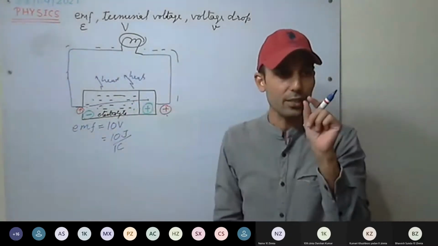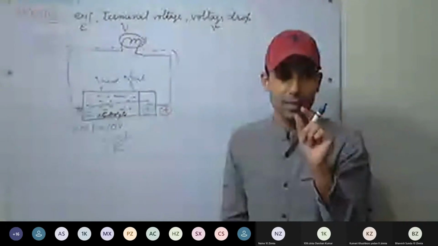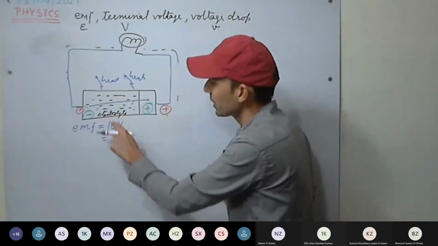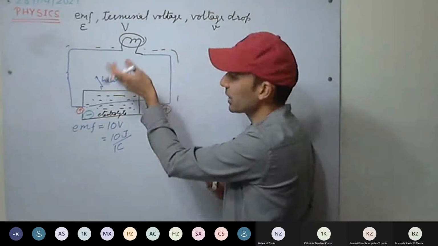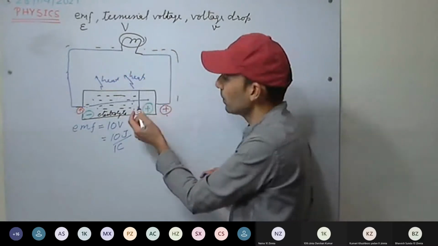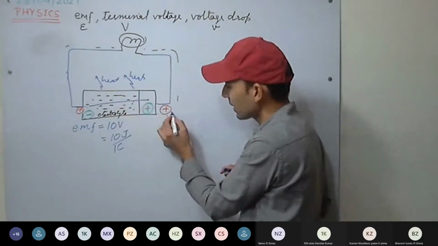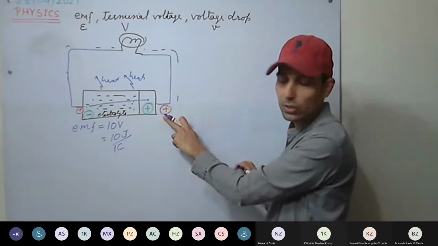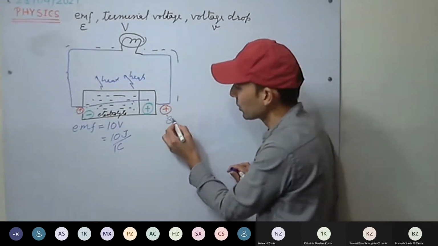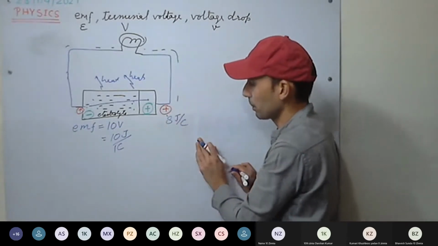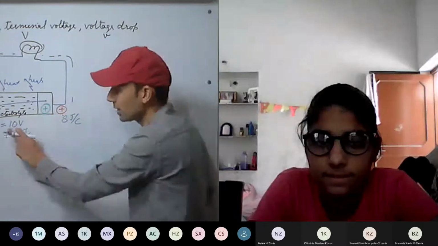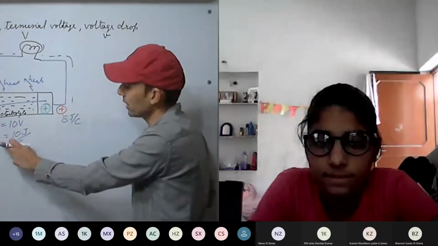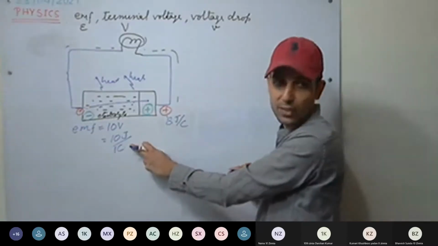You have seen the battery starts to get heated. So some energy from the EMF is being converted into heat energy. So less energy will be supplied to this one. For example, it has only 8 joule per coulomb. How much energy did we supply? 10 volt. That is 10 joule per unit coulomb we supplied.